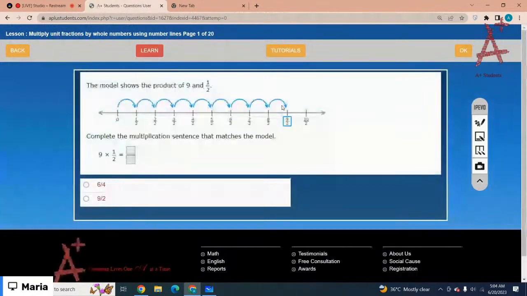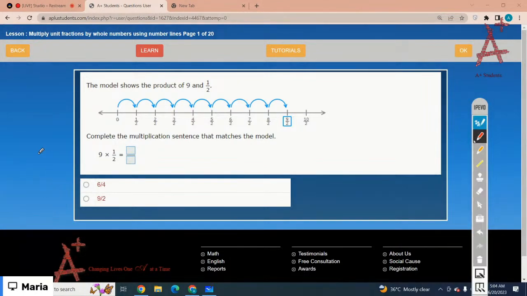Okay. So the model shows the product of 9 and 1 by 2. Complete the multiplication sentence that matches the model. We just have to see how many times we have to multiply 1 by 2. 1, 2, 3, 4, 5, 6, 7, 8, 9. Each time we move forward by half. So how many times have we moved forward? We have moved forward 9 times. So it would be 9 over 2. Got it? So the correct option is 9 over 2.